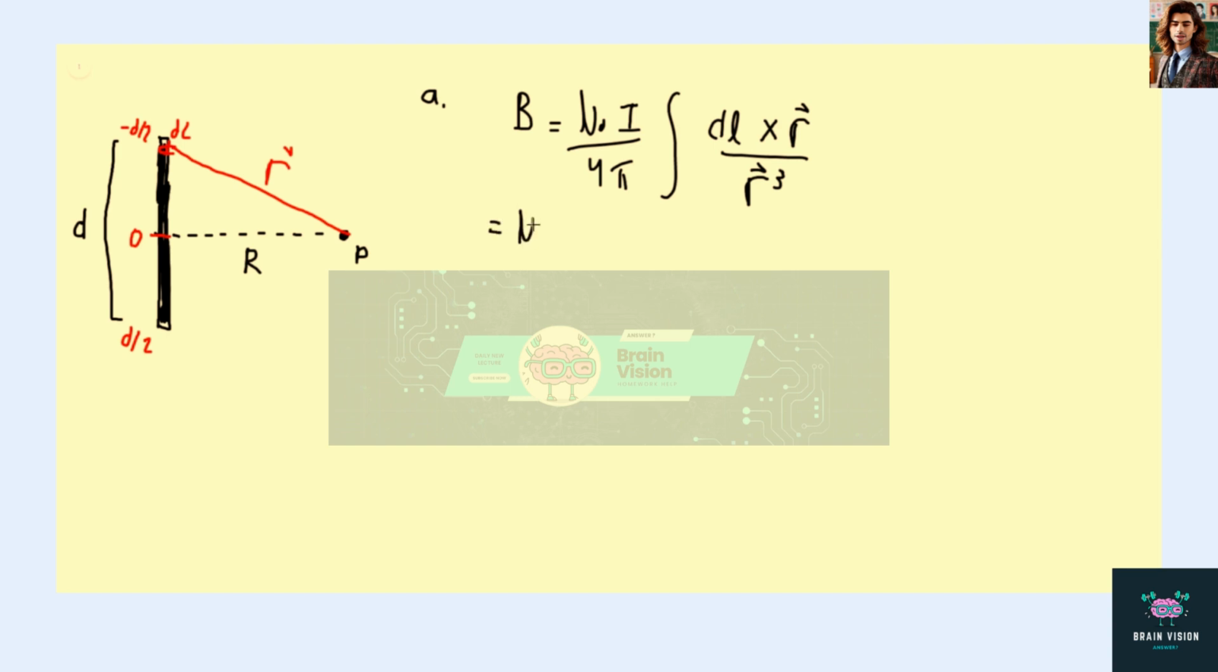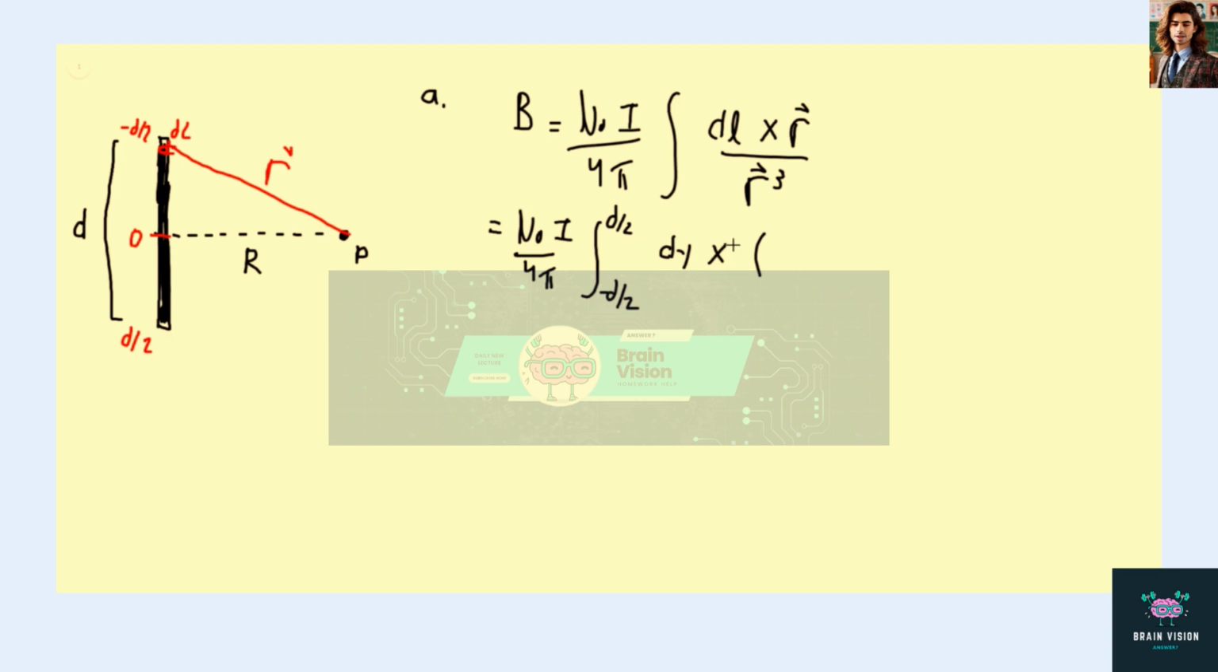Okay, so next we can start filling in this dl cross r. We're going to have mu naught I over 4 pi, and then our integral, which we now know should run the full length of this wire, from d over 2 to negative d over 2. I've been calling this the y direction, so instead of dl, we'll say dy. So we have dy cross our r vector.